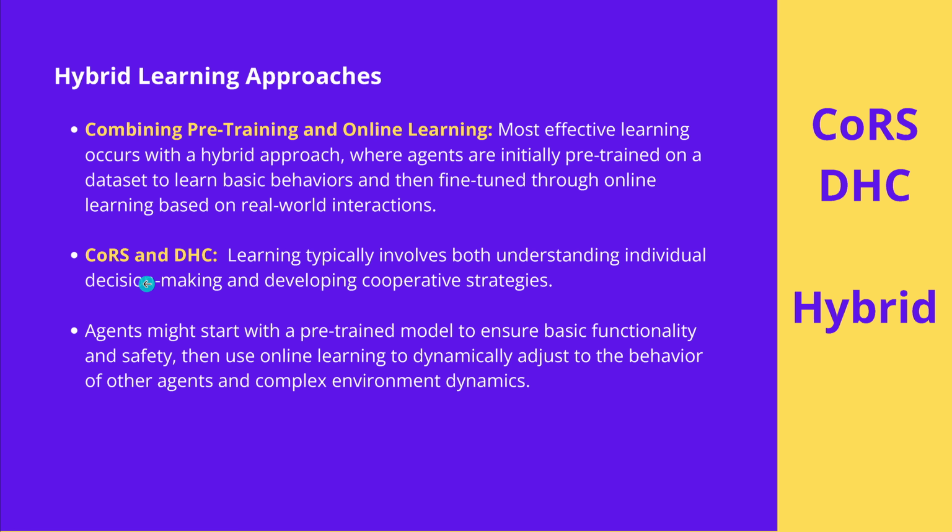If you want a simple path forward, this agent might start with a pre-trained model behavior to ensure its basic functionality and safe operation, and then, if the system has the time to learn, use online learning to dynamically adjust to the behavior of other agents and complex environment dynamics. So if we have time for the agent to learn in its environment, this is the way forward. If we have an AI system going supersonic, you do not have the time for this.